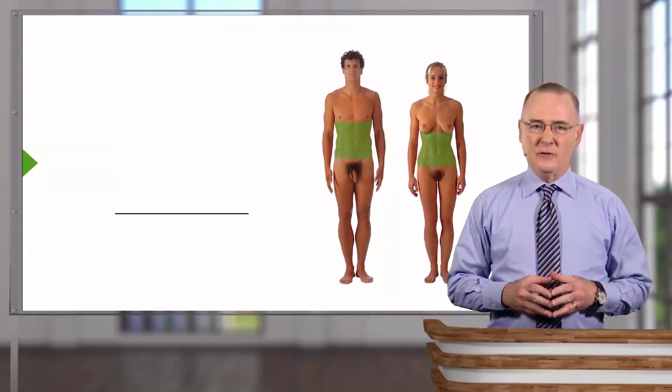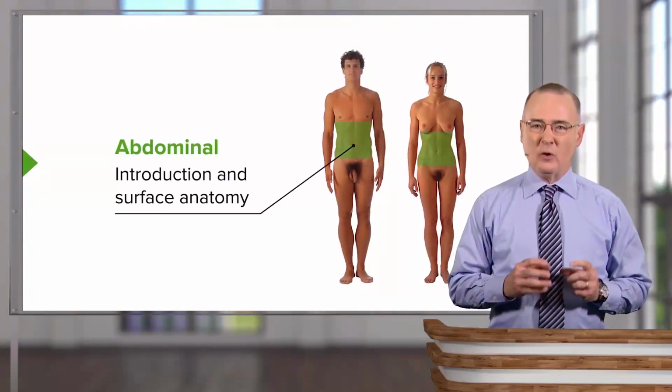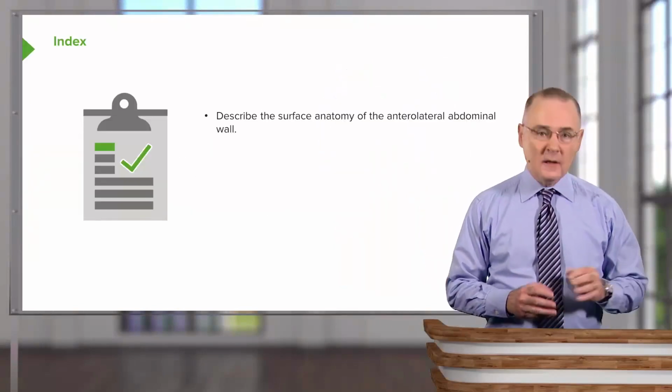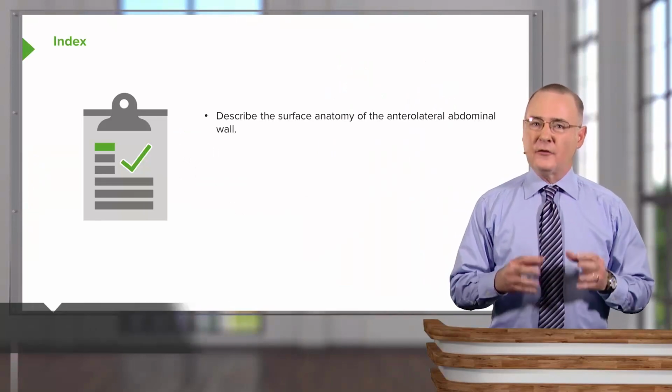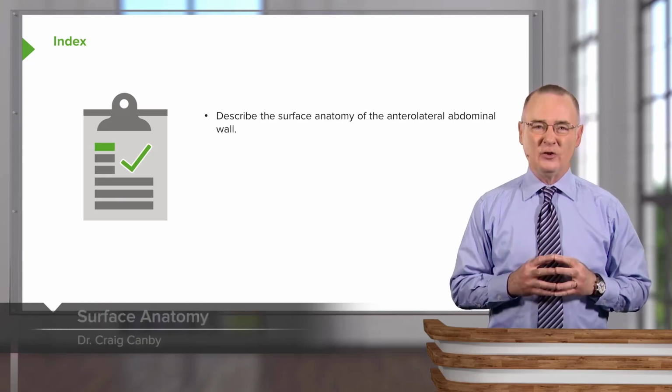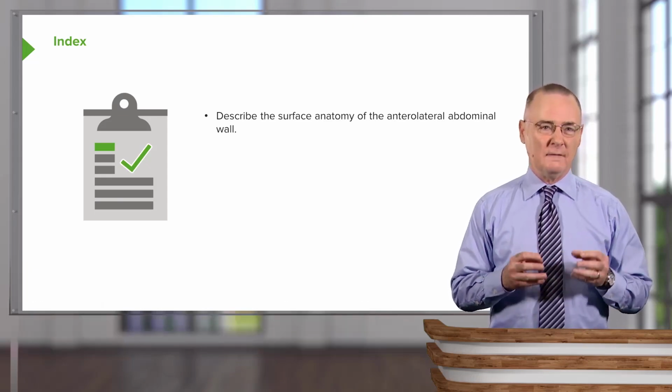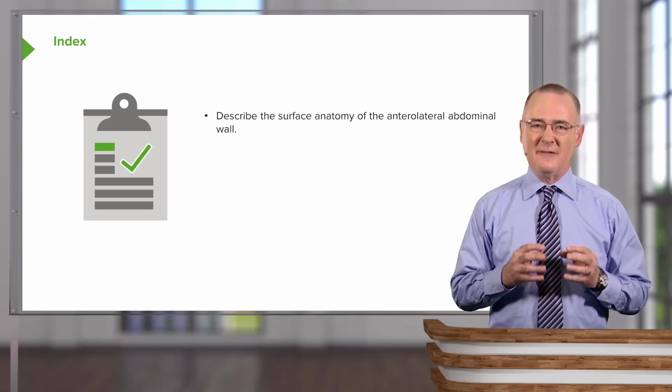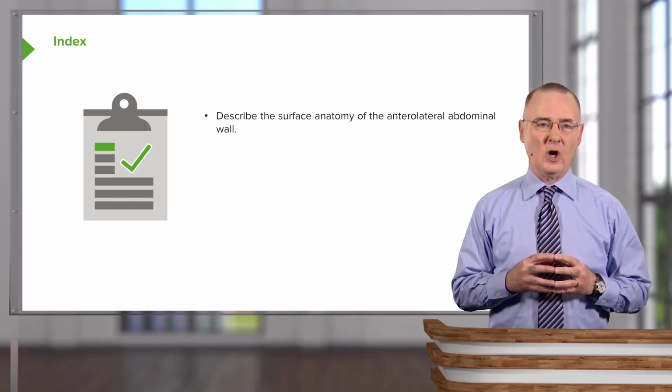Welcome to this lecture on an overview on the abdominal wall. This slide lists the objectives that you should be able to answer as a learner at the conclusion of this presentation. First, describe the surface anatomy of the anterolateral abdominal wall.